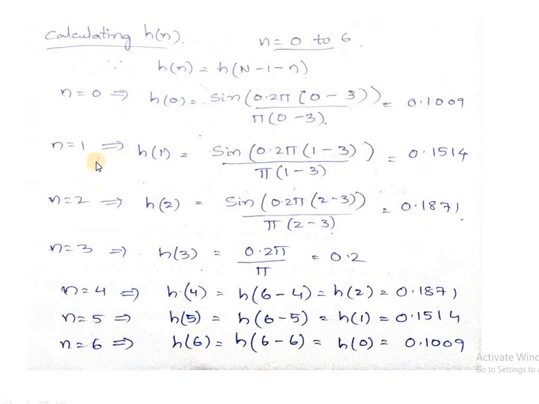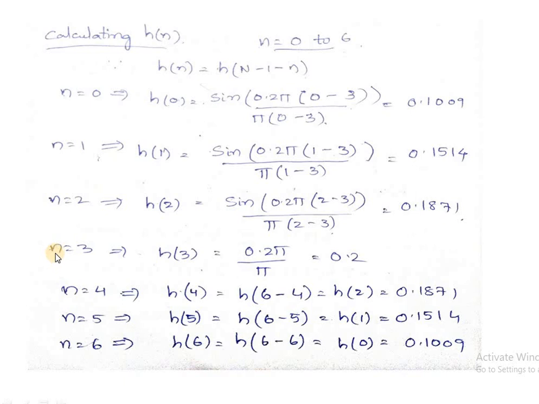Similarly, for n is equal to 1, 0.1514, and for n is equal to 2, 0.1871. These values are pretty much straightforward: after substituting the values of n and (n minus 1) by 2, and just calculating the sine values, we will be able to get these values.